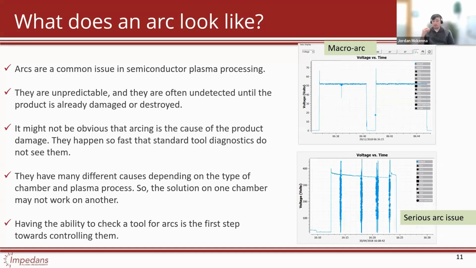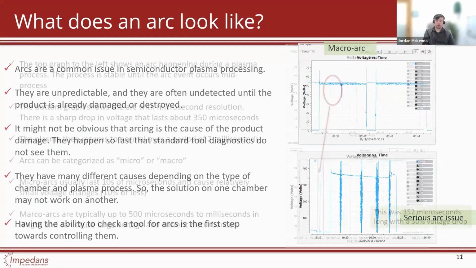They can have many different causes depending on the type of chamber and plasma process. So the solution for one chamber may not be the solution for another chamber. So how do you prevent this? Having the ability to check the tool for arcs is the first step in controlling them.